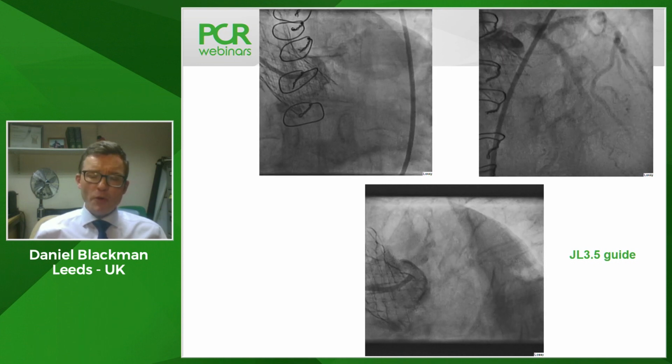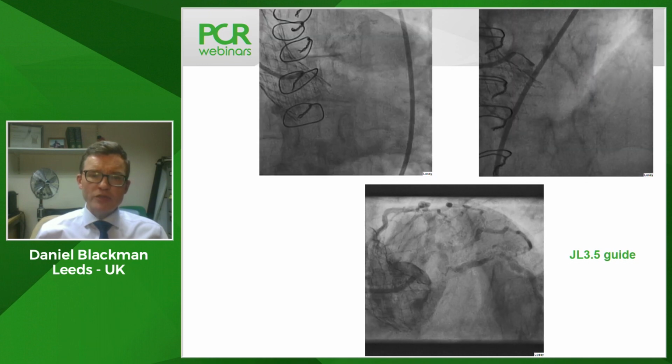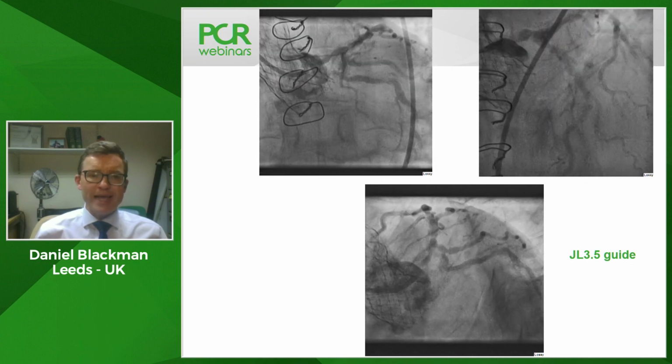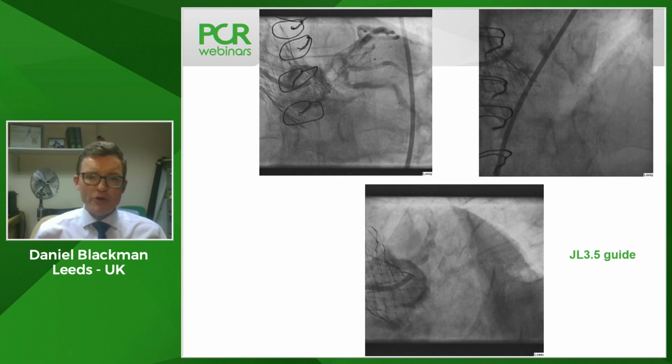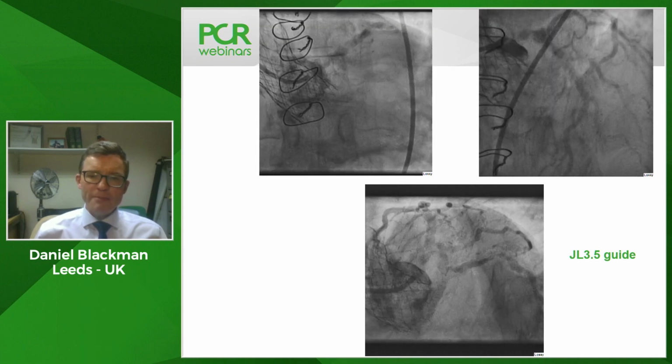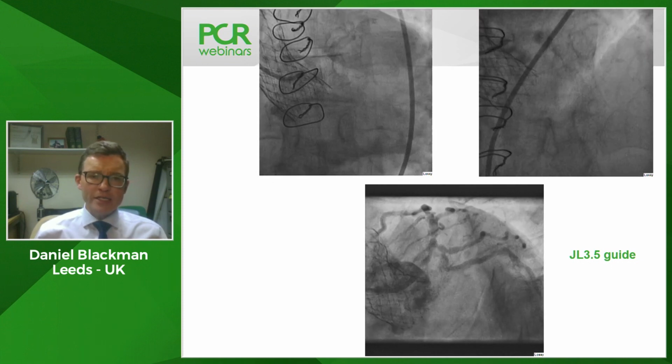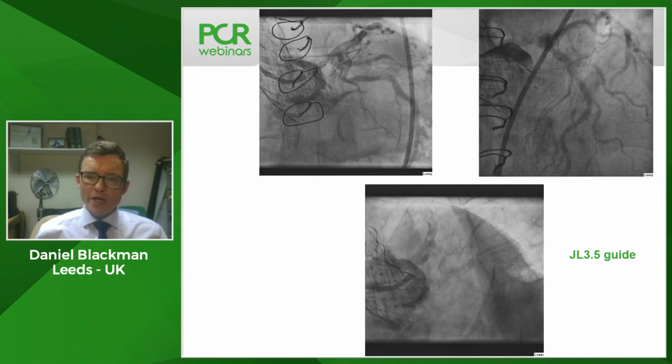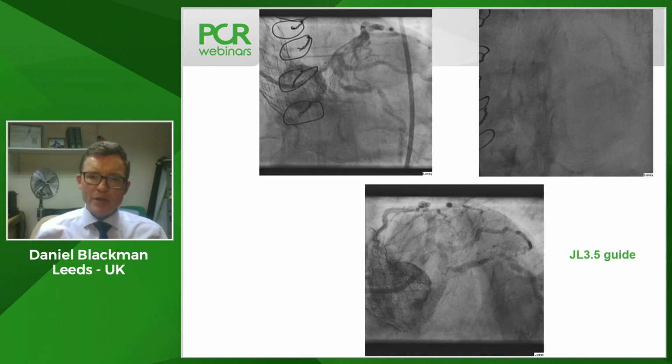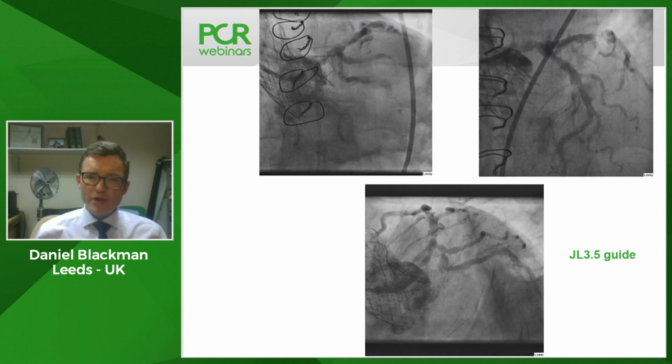I think the first thing to point out here is that we didn't bother trying to access the right coronary artery. This patient clearly had left coronary artery territory changes, was unstable, and there was no need to take time trying to access the right coronary artery. So we went immediately with a guide, and this is a JL35 guide.